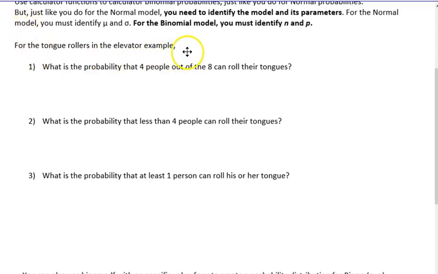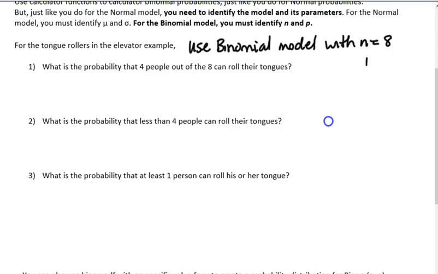So for the tongue rollers in the elevator example, we're going to use the binomial model with n equals 8 and p equals 0.7. This is going to apply to all these examples, but that's how I would identify that I'm using the binomial model, and those are the parameters. Then I would say, what's the probability that 4 people out of the 8 can roll their tongue? So this is the probability that x equals 4.